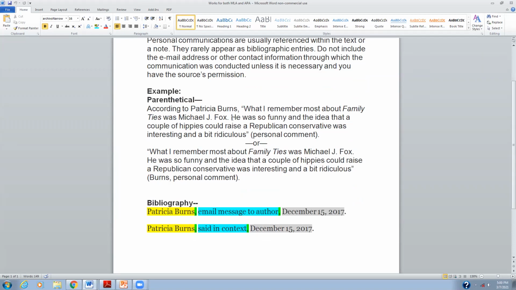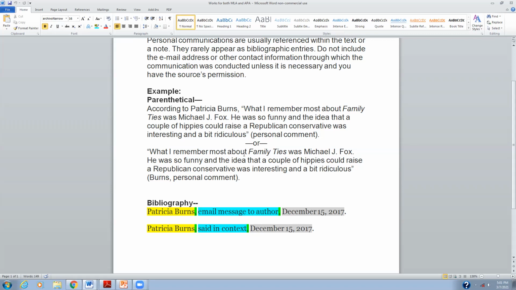Now, according to this person, Patricia Burns, what I remember most about Family Ties was Michael J. Fox. He was so funny, and the idea that a couple of hippies could raise a Republican conservative was interesting and a bit ridiculous. Now, notice that we quote the source here, Patricia Burns, and then we end with personal comment because there's no page or publication information necessary here to be included in the parenthetical or in-text citation.